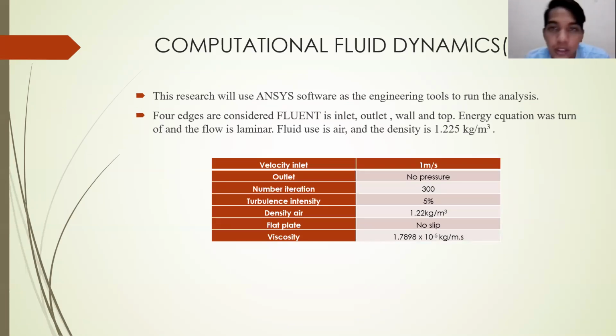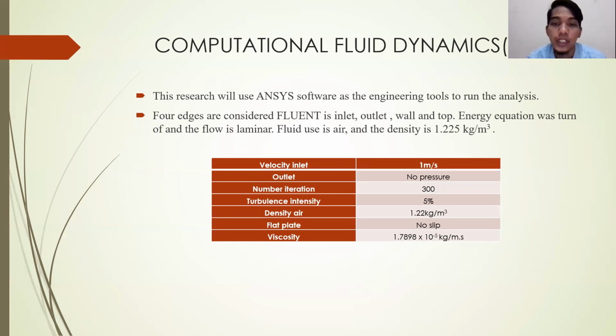For computational fluid dynamics, this research will use ANSYS Fluent software as an engineering tool to run the analysis. For the boundaries, I consider in Fluent the inlet, outlet, wall, and top. The energy equation was turned off and the flow is laminar. The fluid used is air, and the density of air is 1.225 kilogram per meter cubed. So these are the parameters that have been used.